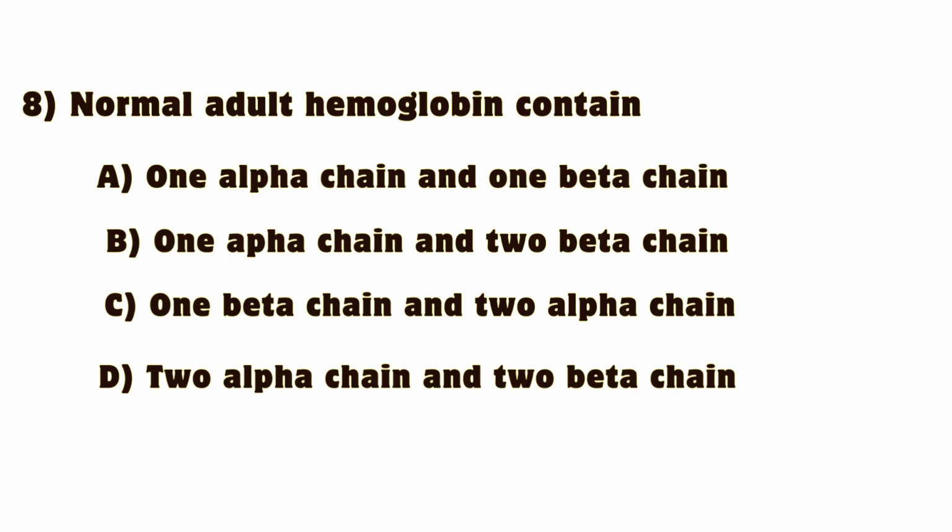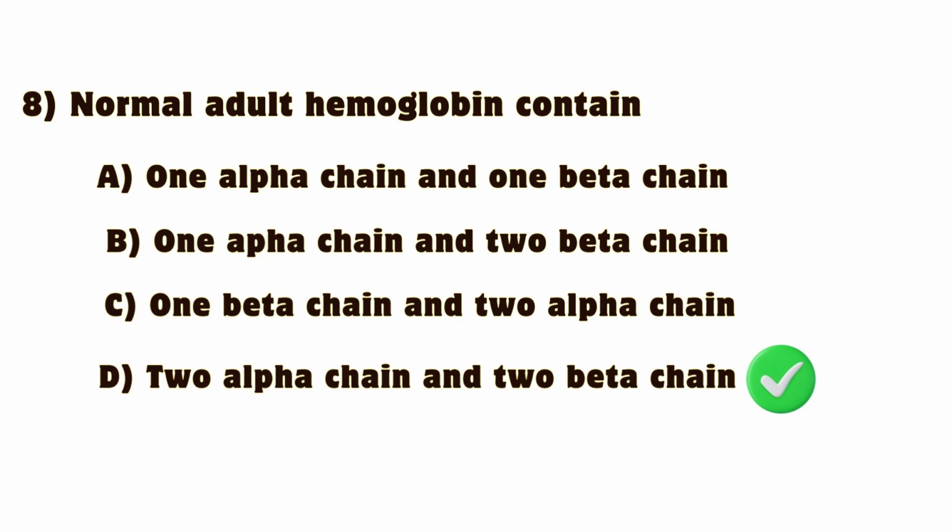Next question is, normal adult hemoglobin contains. Options are option A, 1 alpha chain and 1 beta chain, option B, 1 alpha chain and 2 beta chain, option C, 1 beta chain and 2 alpha chain, option D, 2 alpha chain and 2 beta chain. In this question, the right answer is option D, 2 alpha chain and 2 beta chain.